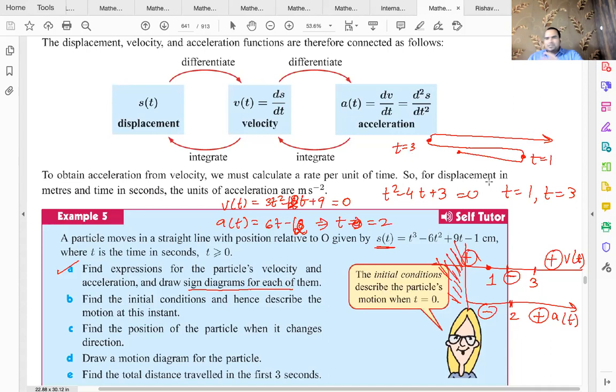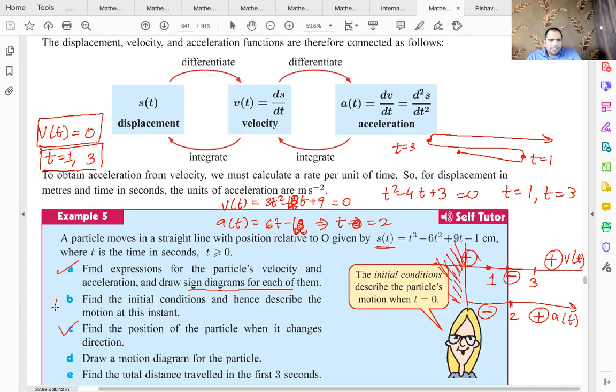One of the interesting questions that you'll notice is to find the point where the particle changes direction. Wherever you want to find where the particle is changing direction, v of t must be 0. The velocity must be 0. So here, we already have t is 1 and 3, at which it is 0. So already we can say that at 1 and 3, the particle will change direction. So that's the C part.